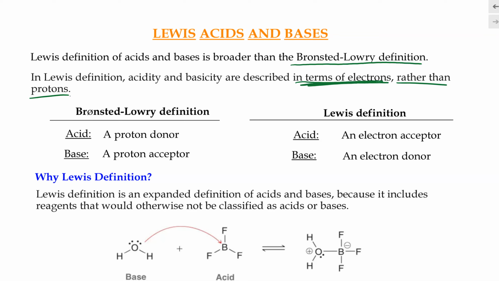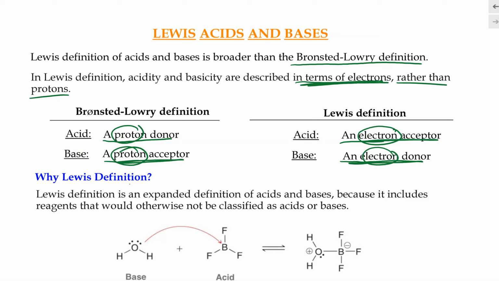And in comparison between these two definitions of acids and bases, this is as follows. In the Bronsted-Lowry definition, an acid is a proton donor and a base is a proton acceptor. Now in the Lewis definition, an acid is an electron acceptor and a base is an electron donor. So again, the emphasis in the Lewis definition is on the electron, versus the proton in the Bronsted-Lowry definition. Now, an acid would be an acid in either definition, and same thing with the base.